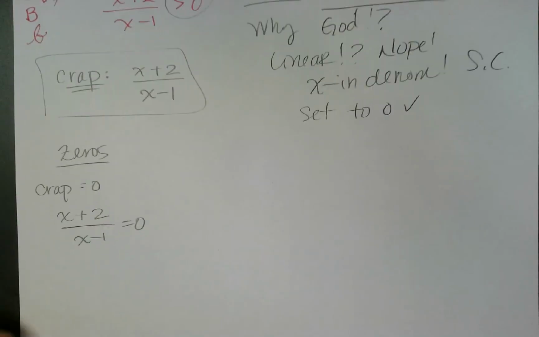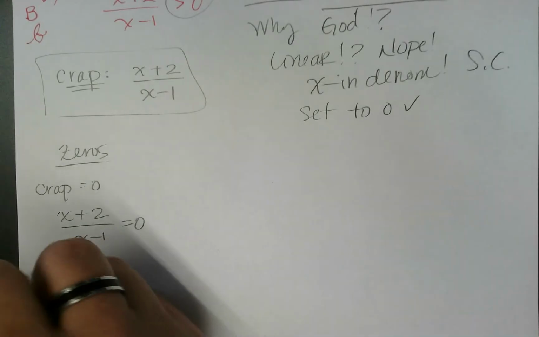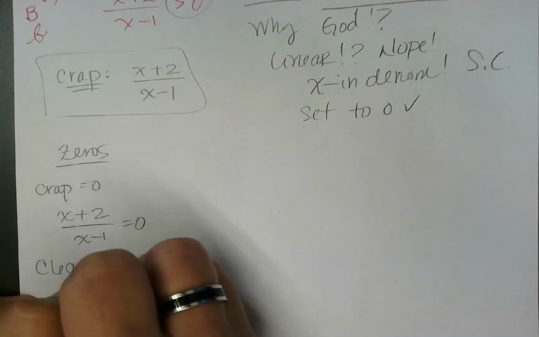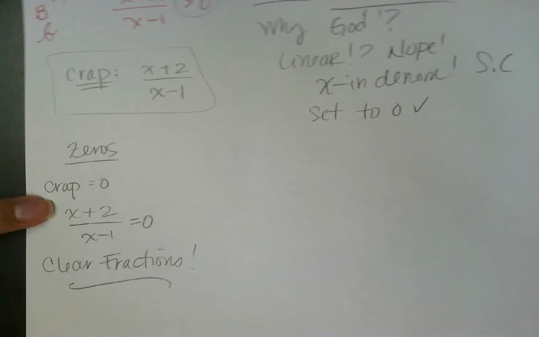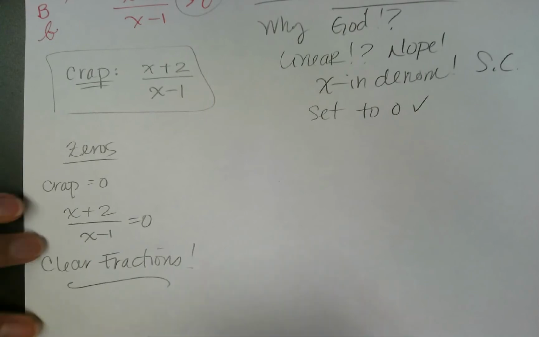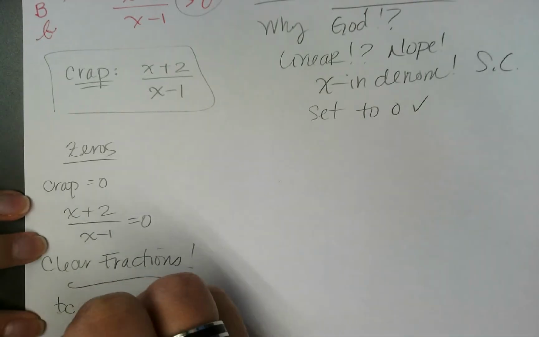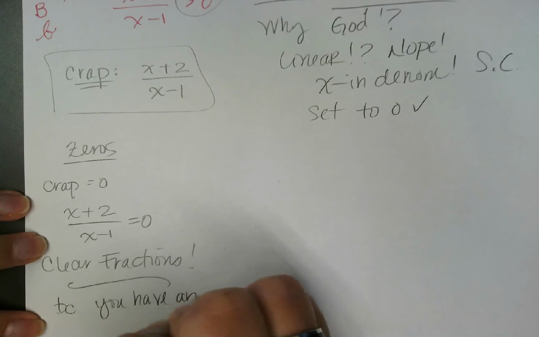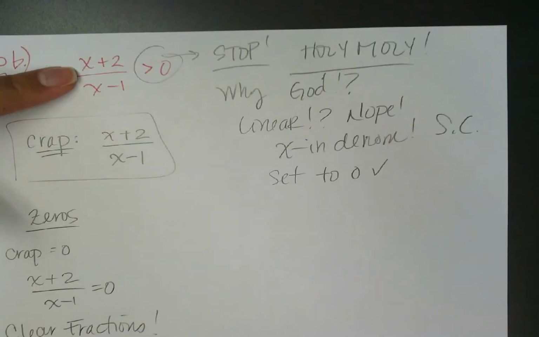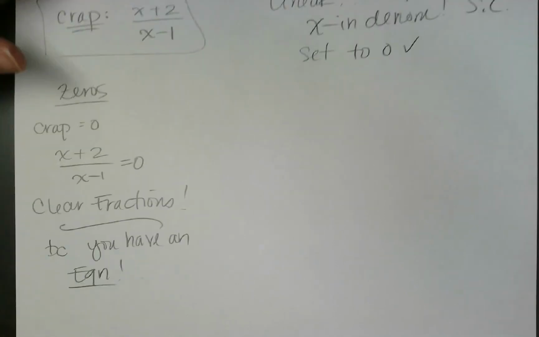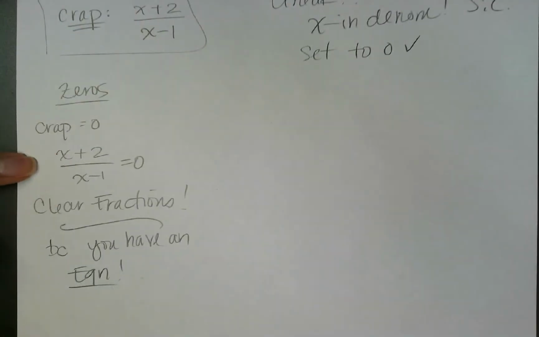And then now what? How do I solve this equation? Aren't you going to find the zeros and prime numbers? Yep. So we're finding zeros right now. Set it equal to 0. Now you can clear fractions because you have an equation. So we could not clear fractions here because we had an inequality symbol. We can clear fractions here because we have an equation. That's why you're clearing fractions now.